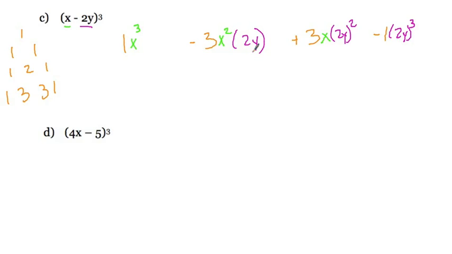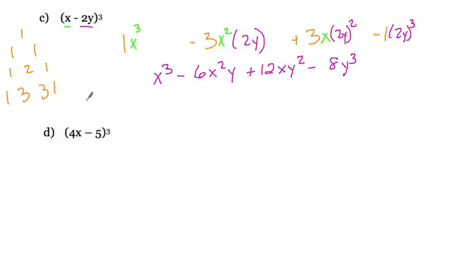Okay, so when we simplify there, obviously we just have x cubed there. 3 times 2 would give us 6x squared y. 3 and 4 would give us 12xy squared. And 2 cubed, of course, is 8. So there is that thing all multiplied out.